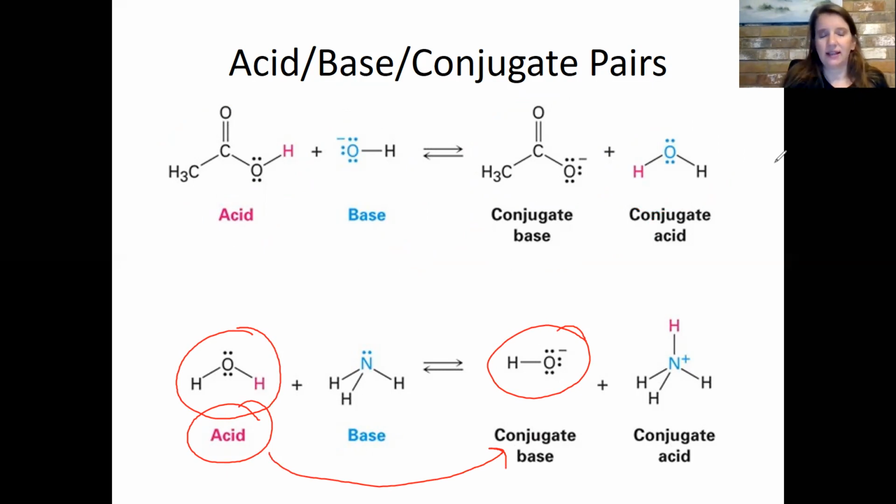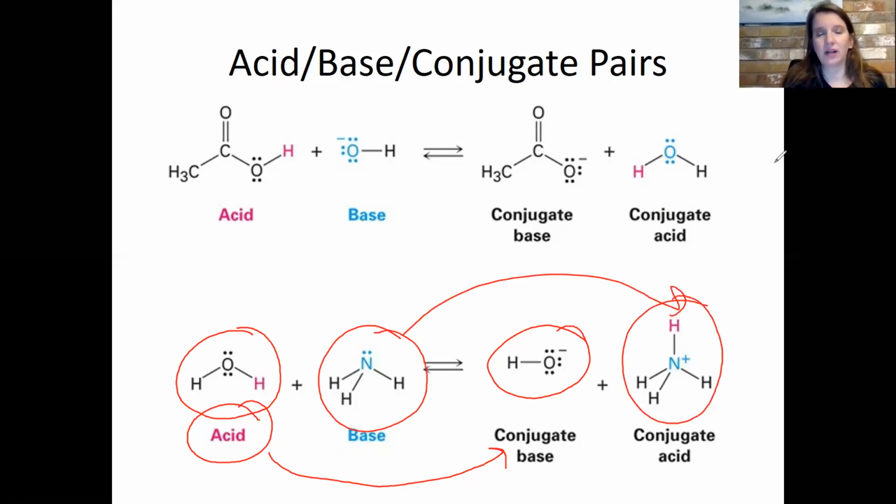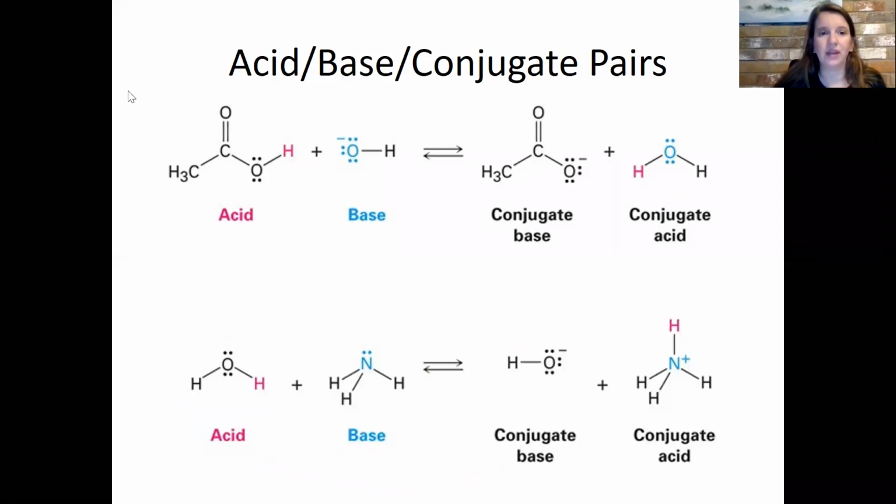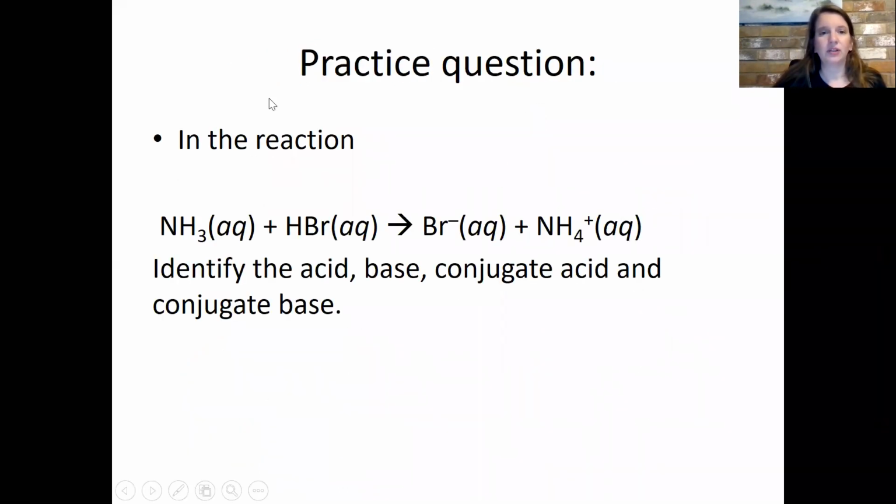Our base is the thing that accepts the hydrogen. This went from NH3 to NH4. It went up a hydrogen. So that's why this is the base on the reactant side. And because it became the NH4, that's why that's the conjugate acid. So you always want to follow the hydrogens. The hydrogens tell you what's happening. So we're going to look at our practice questions in the packet. You always look at the reactant side, you look to see what's happening with the hydrogen, okay?